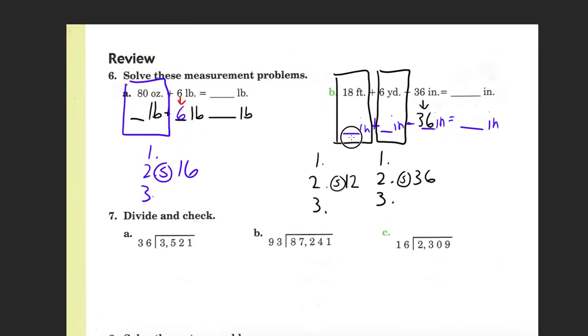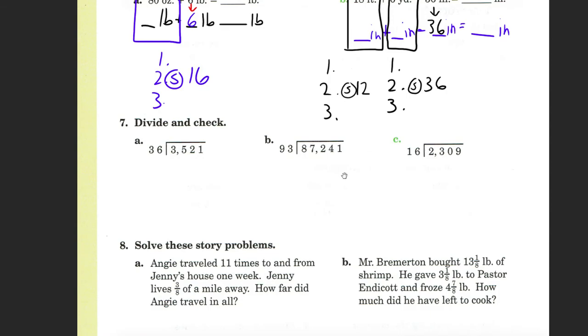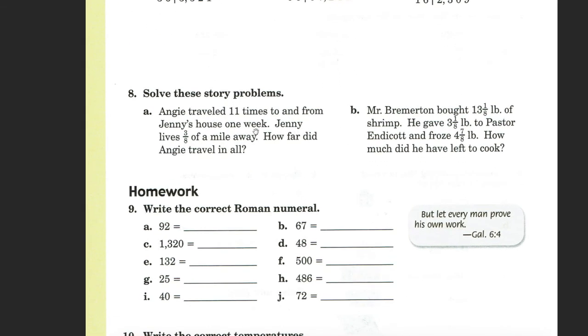All right. Divide and check. Okay, you guys have done that already. Okay, let's do this one. Angie traveled 11 times to and from Jenny's house in 1 week. Jenny lives 3/8 of a mile away. So let me underline 11 times. Jenny lives 3/8 of a mile away. How far did Angie travel in all?